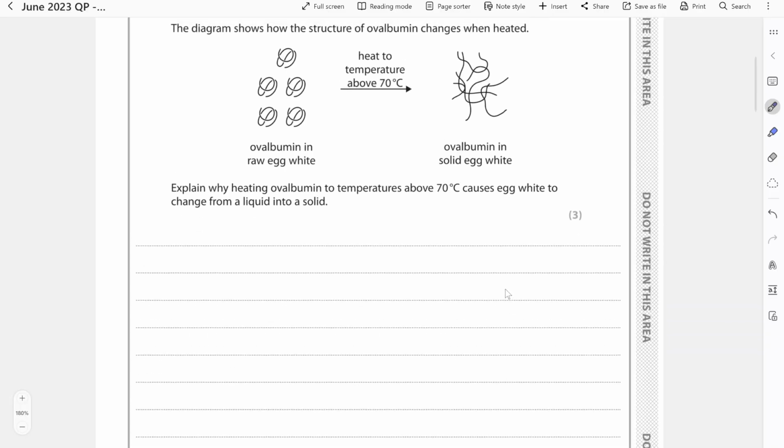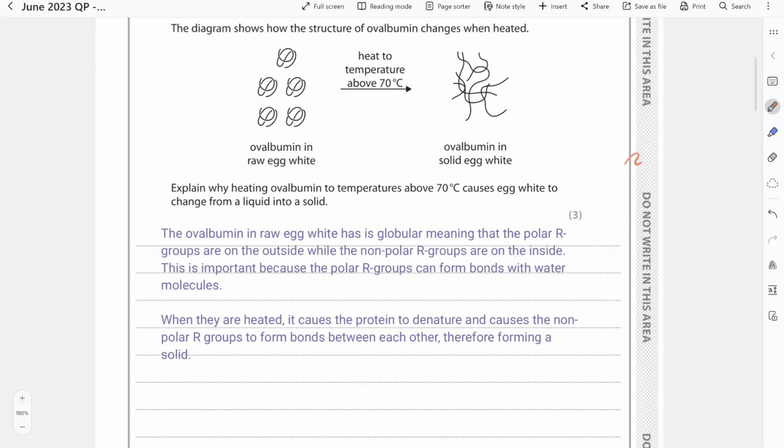I'm going to write out the paragraph. So these are the points that I've included here. Number 1, you need to mention that when it was a raw egg white, the non-polar groups were on the inside, whereas the polar R groups were on the outside. So you can say either of these points. And because the polar groups were on the outside, that allowed it to form bonds with water. So that's 2 marks. When we heat things up, the protein denatures. That's the 3rd mark. And then what happens is the non-polar R groups are able to form attractions with each other. And that's how you'd form the solid.